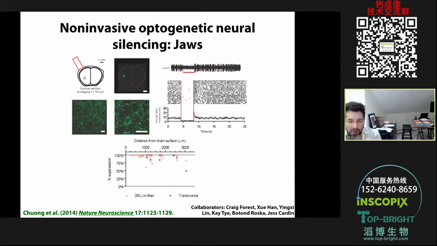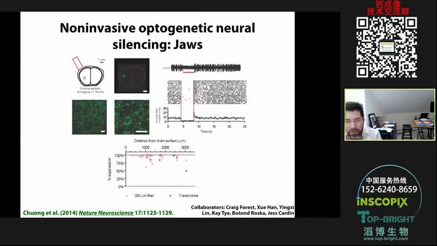Why is that important? Well, red light can go deeper in the brain than other colors of visible light because it's less absorbed by blood. Blue, green, and yellow light are much more absorbed. So she found a halorhodopsin, a light-driven chloride pump that we named JAWS, which converts red light very efficiently into a chloride flux. And as you can see in the bottom part of the slide, we can then silence neurons 1, 2, or even 3 millimeters deep in the brain.